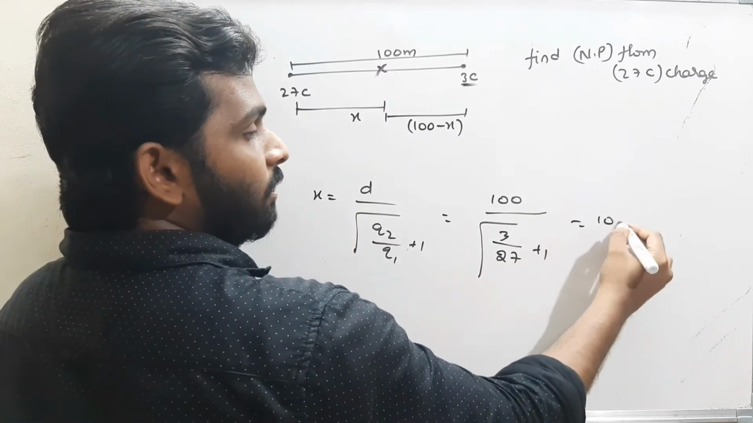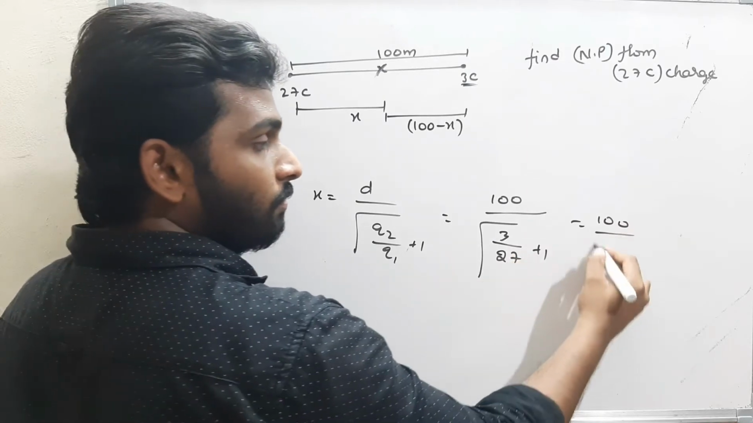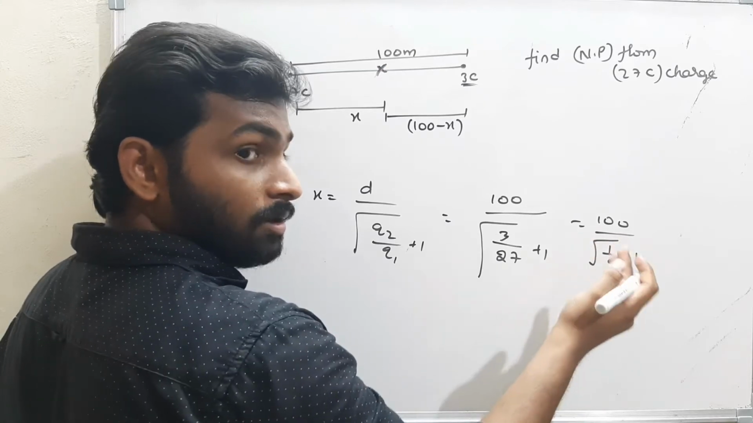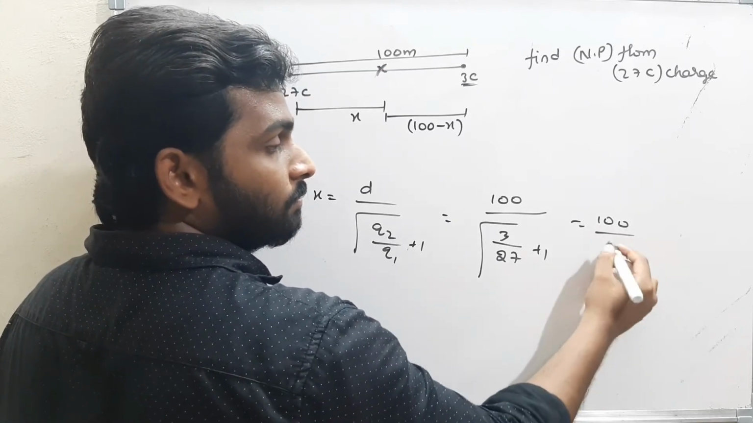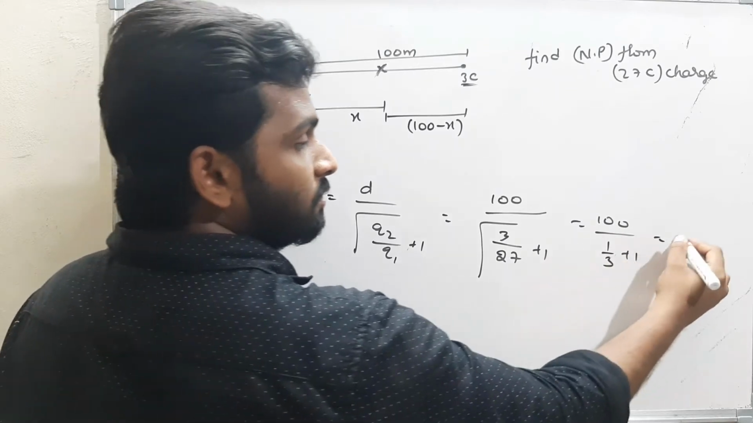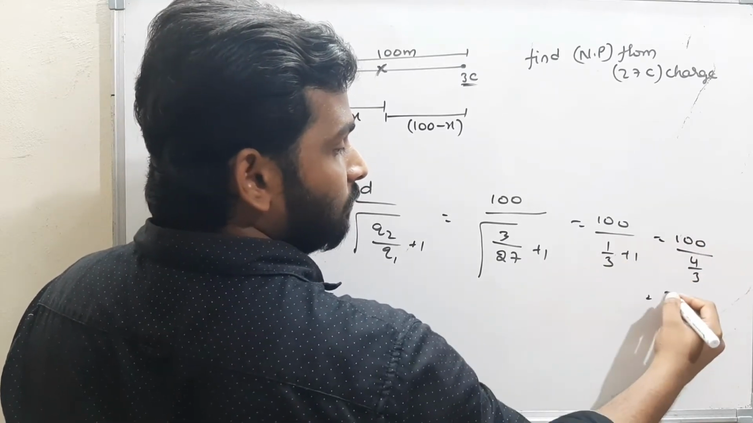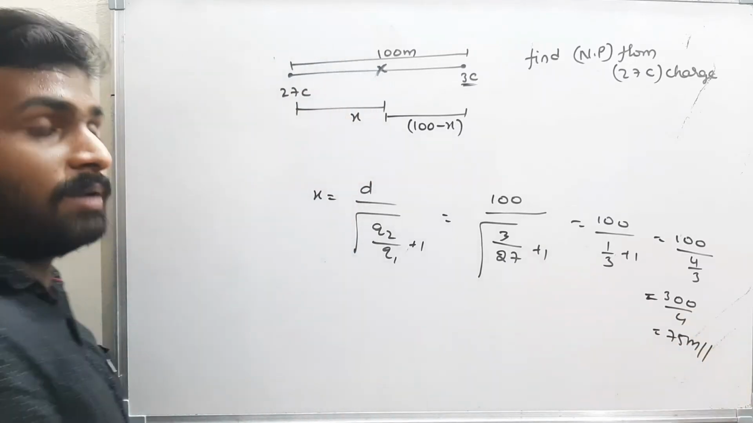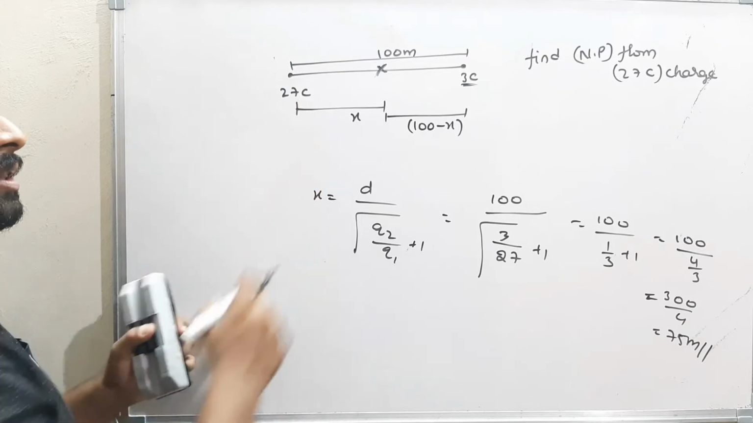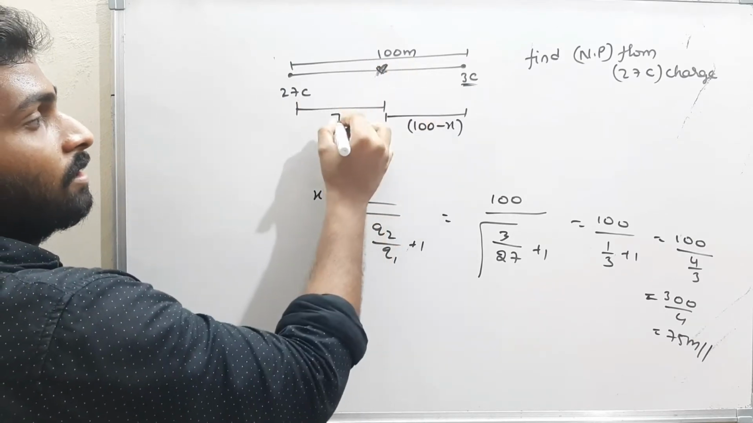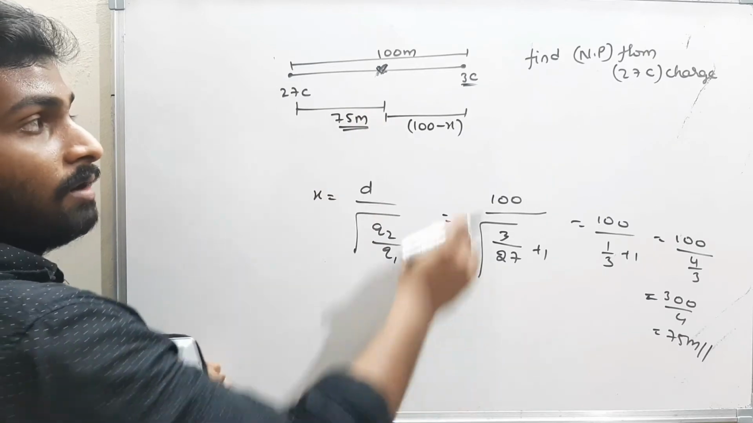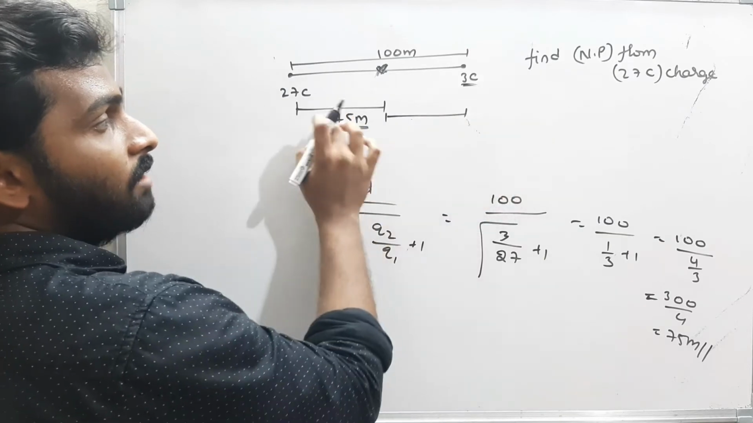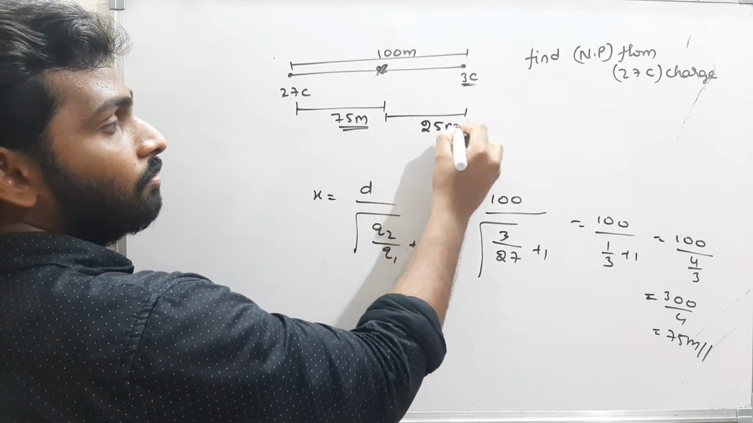That is nothing but 100 by root of 3 by 27, which is root of 1 by 9, plus 1. Root of 1 by 9 is nothing but how much? 1 by 3. 1 by 3 plus 1 is 4 by 3. That is nothing but 300 by 4. That is nothing but 75 meters. That means from the 27 coulomb charge, the null point is at a distance 75 meters. And if they told from 3 coulomb charge, then from 3 coulomb charge, the null point is at a distance 100 minus 75 is nothing but 25 meters.